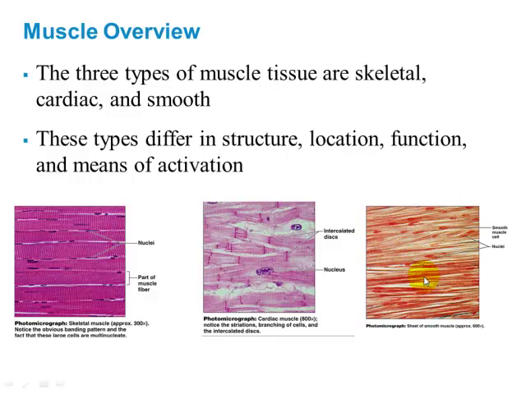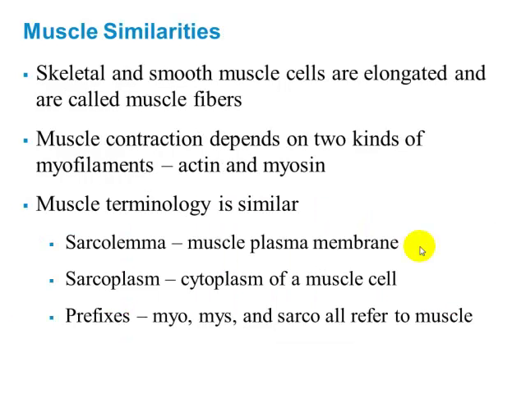And then finally we have smooth muscle. Smooth muscle is going to be the type of muscle that is involuntary, and we'll see smooth muscle in the hollow organs of our digestive system and our reproductive systems and things like that. Now there are similarities between all of these muscles. All of the cells can be referred to as muscle fibers. The cells are elongated, so when we talk about muscle fibers, we can use that interchangeably with the term muscle cells. Muscle contraction is going to depend on two kinds of myofilaments.